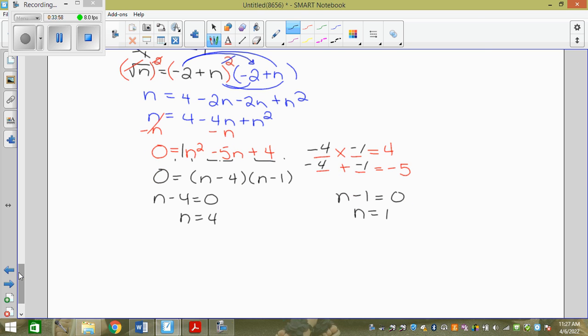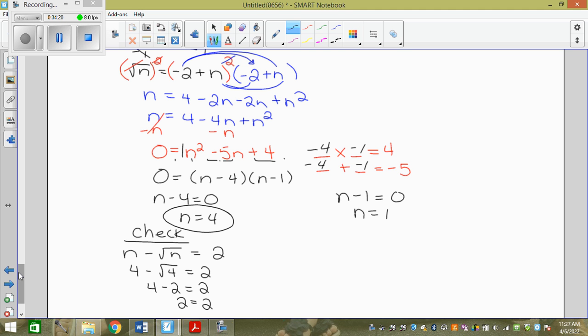I check back in the very original typed question, nothing that I've touched. The original typed question is n minus root n equals 2. So I'm going to go 4 minus root 4 equals 2. People are like, yep, good. Nope, I can't tell that they're the same. 4 minus 2 equals 2. Still can't tell they're the same. 2 equals 2. Now I can. That one's good.